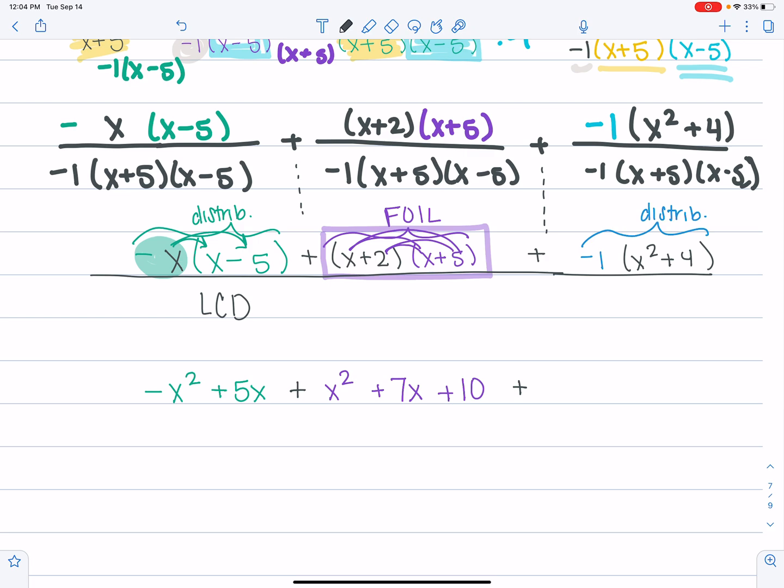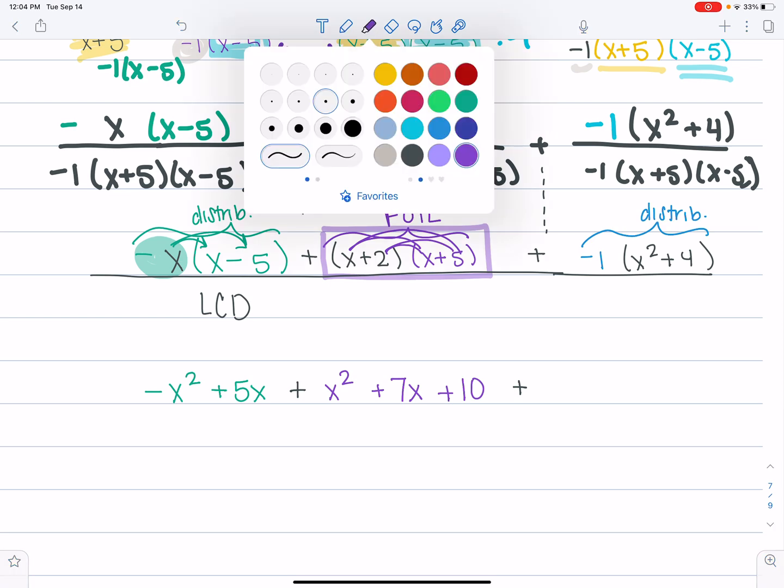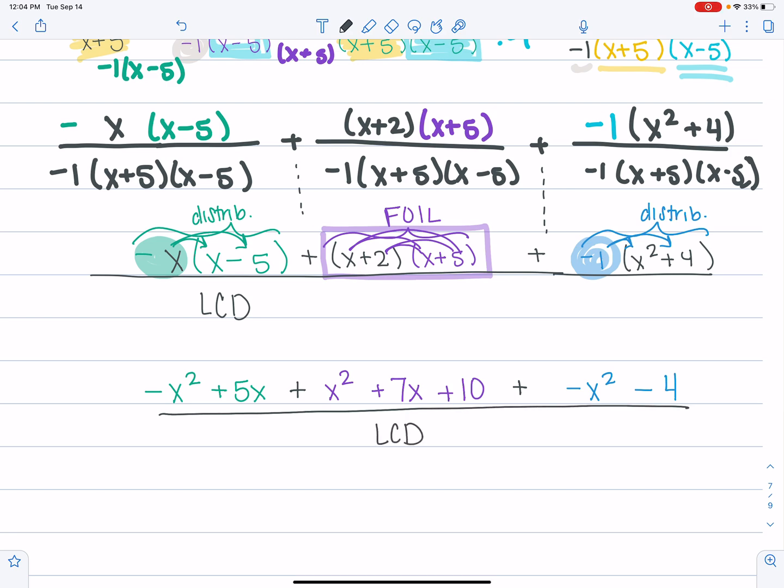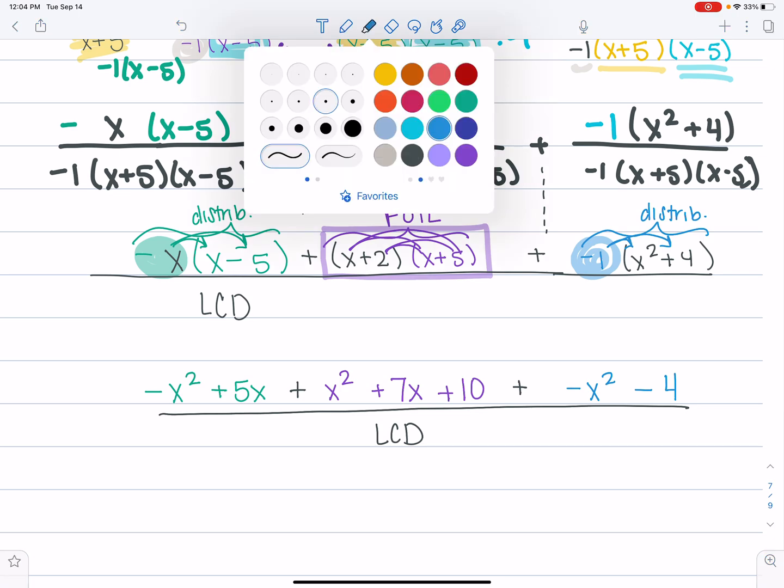And then I'm going to distribute that negative 1. Negative 1 times x squared is going to give me negative x squared. Negative 1 times positive 4 is going to give me negative 4. And that's going to be all over my LCD. All right, from here it's going to be a matter of combining a whole bunch of like terms.